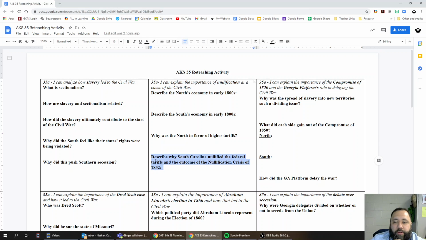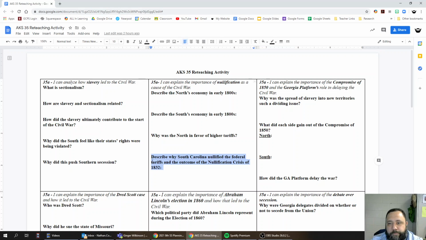Describe why South Carolina nullified the federal tariffs and the outcome of the nullification crisis of 1832. South Carolina nullified the federal tariffs because it hurt South Carolina's economy. Andrew Jackson, being president, didn't like this. He called up the army. We nearly came to blows, but eventually a compromise was reached. The tariffs were lowered and both sides backed down. But fundamentally, it still left it an open question whether or not a state was actually allowed to nullify federal law.